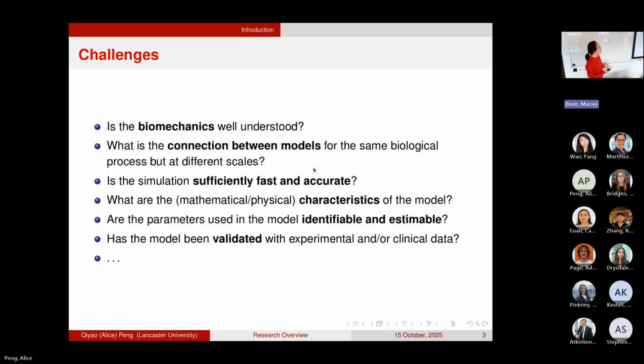There are many challenges in this interdisciplinary field, and these are just the ones I have seen so far. For the first four, I have been working on them since the first day of my PhD. I'm also slowly entering the field of parameter estimation and doing more work on model validation.